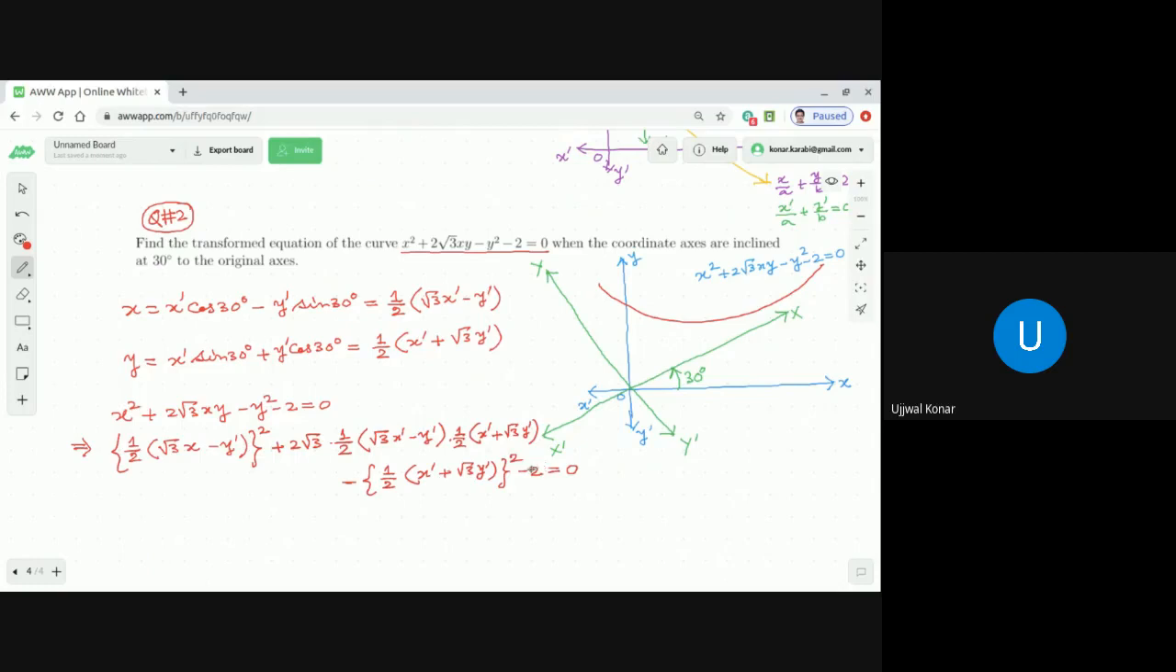Now, what I want you to do is the simplification. I'm not spending time on simplification because it is very easy algebraic simplification. You will get something like this: x dash square minus y dash square is equal to 1. And this is the equation of the curve with respect to the new coordinate system. So with this, dear students, I would like to conclude the class.